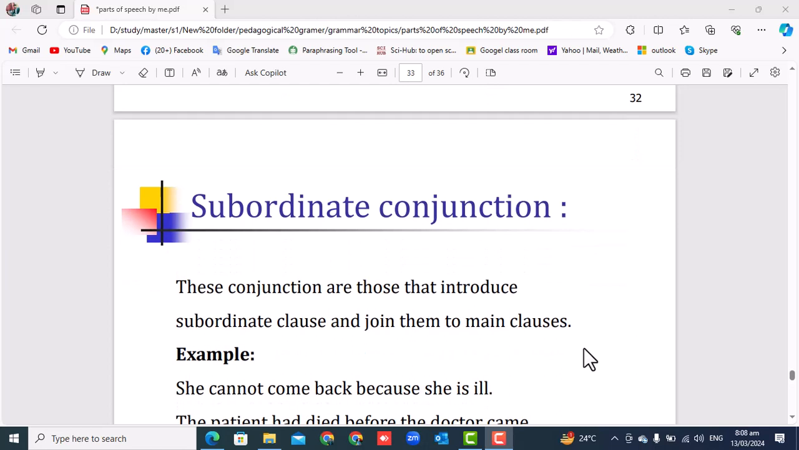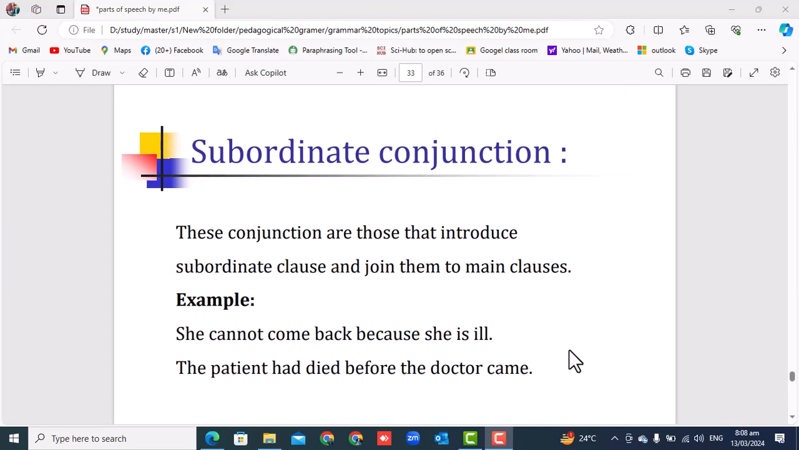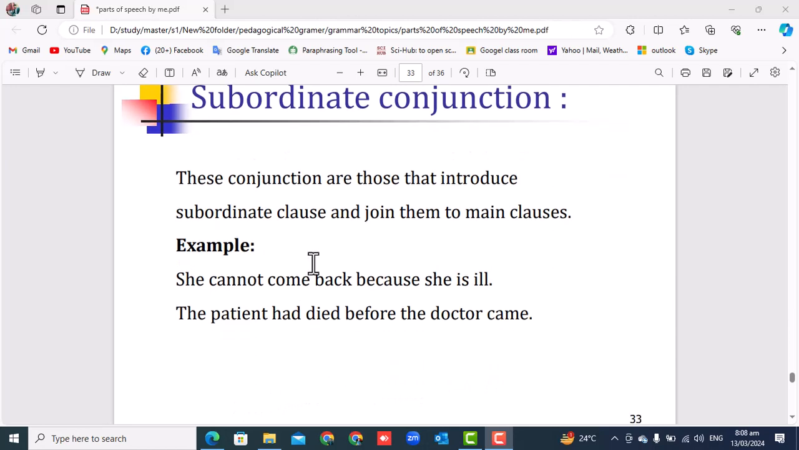Then the time is here for subordinate conjunctions. These conjunctions introduce subordinate clauses and join them to the main clause. Here are some examples. Except for the FANBOYS, these are all subordinate conjunctions. Like: she cannot come back because she is ill. The patient had died before the doctor came. So we can say there are many types of subordinate conjunctions.